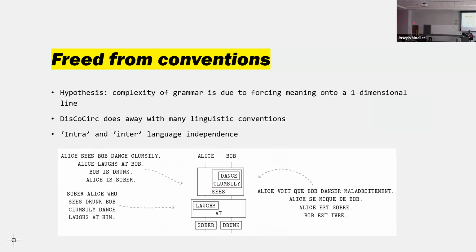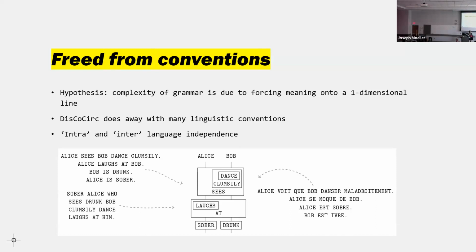Okay, so one cool thing about this kind of 2D representation of meaning is that we hypothesize that a lot of the complexity of grammar and various other linguistic conventions arises because you're trying to force meaning into a one-dimensional string. So as humans, for example, when we talk to each other, we have to use a sequence of noises, right? And when we write things, we write a string of symbols. Because DisCoCirc goes into this higher dimensional space in its representation, it does away with a lot of these conventions. And we've coined two words for this phenomenon, which we call intra-language independence and inter-language independence.